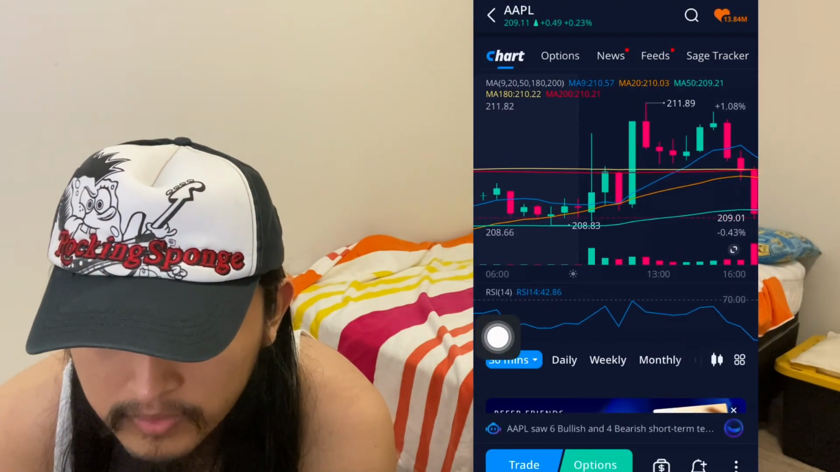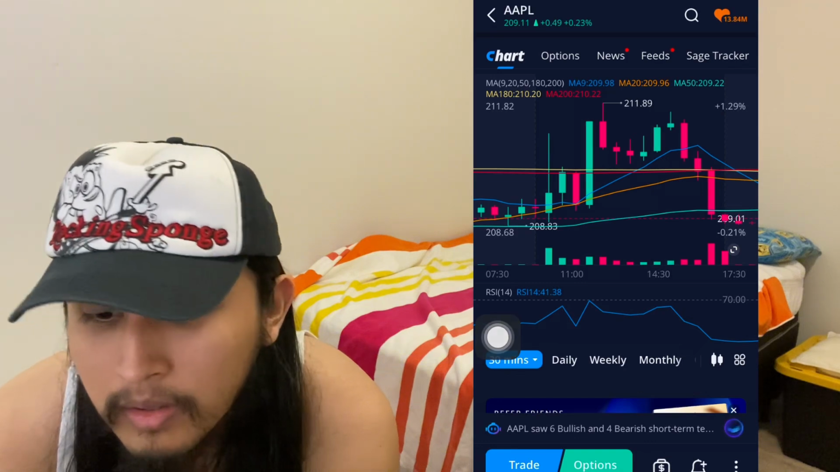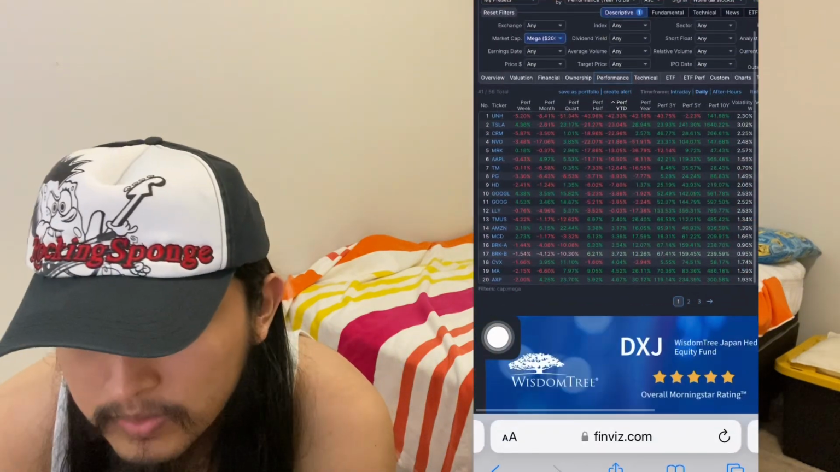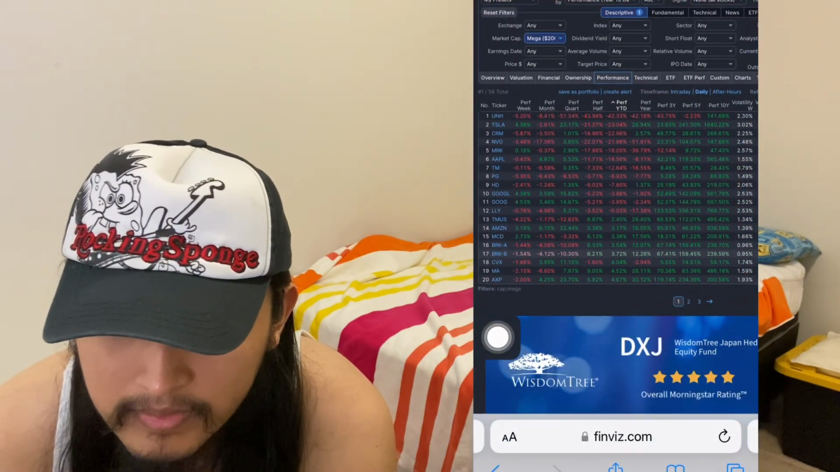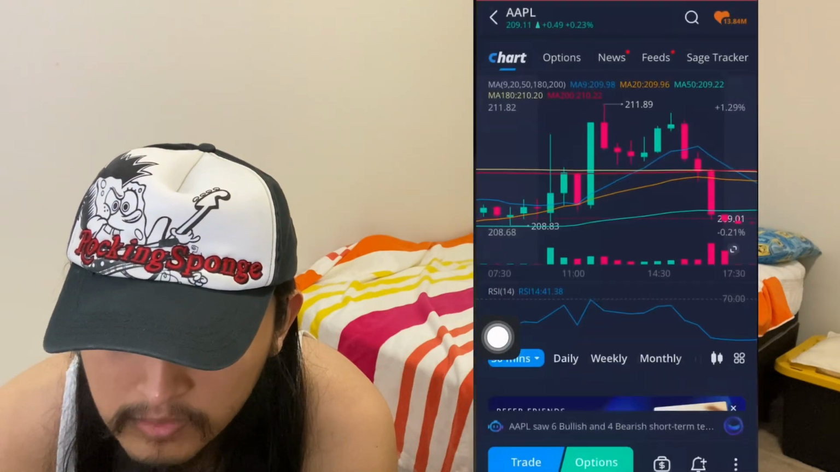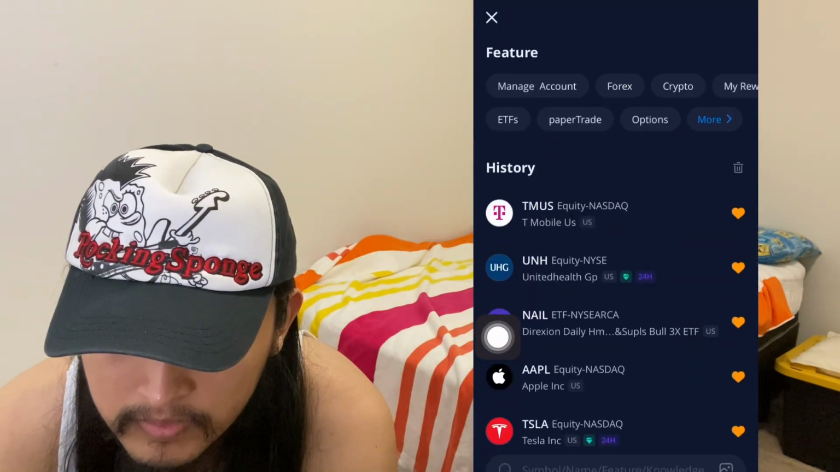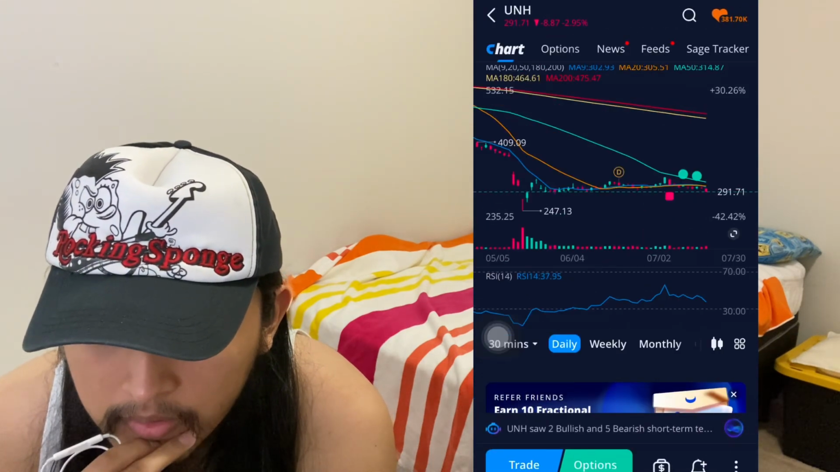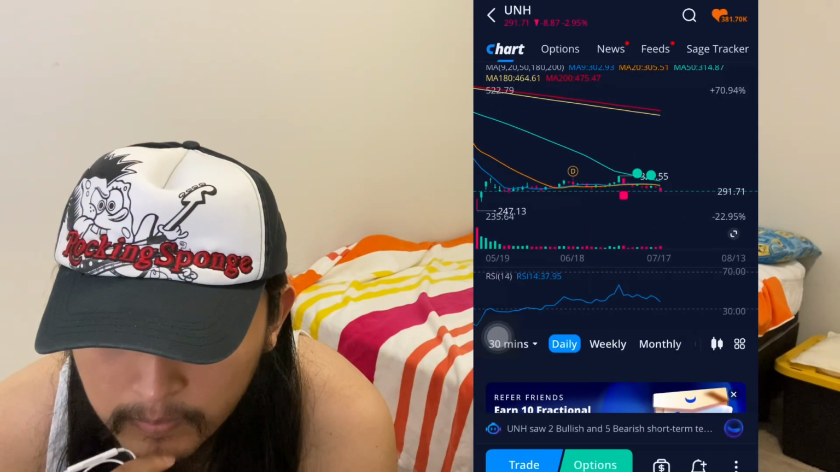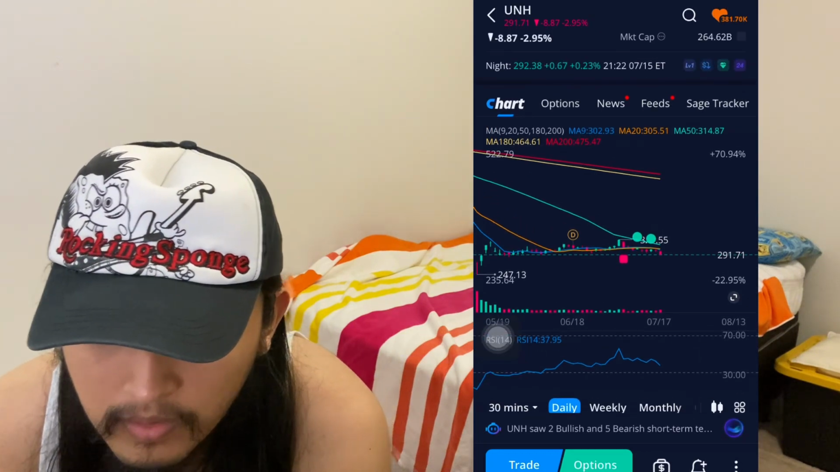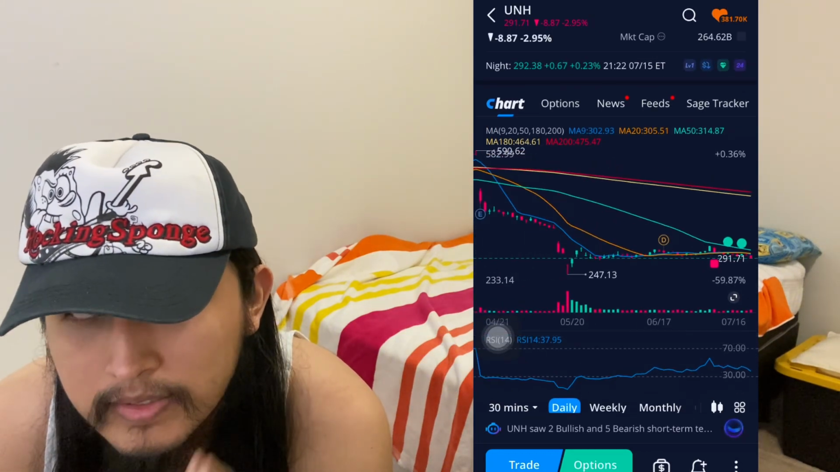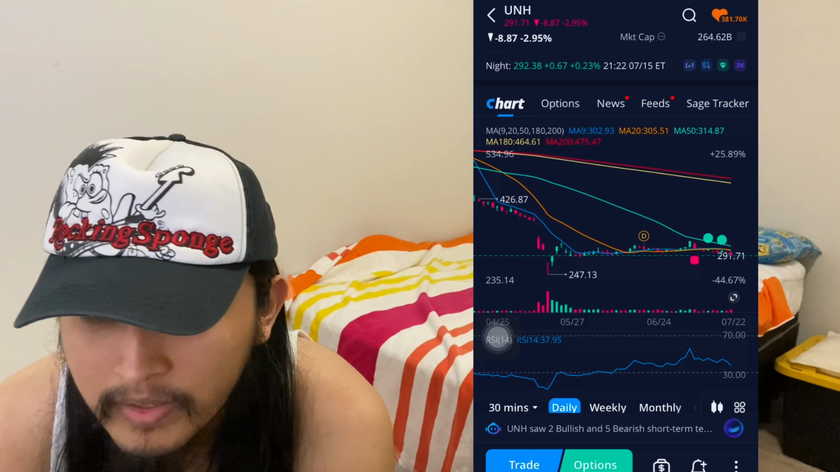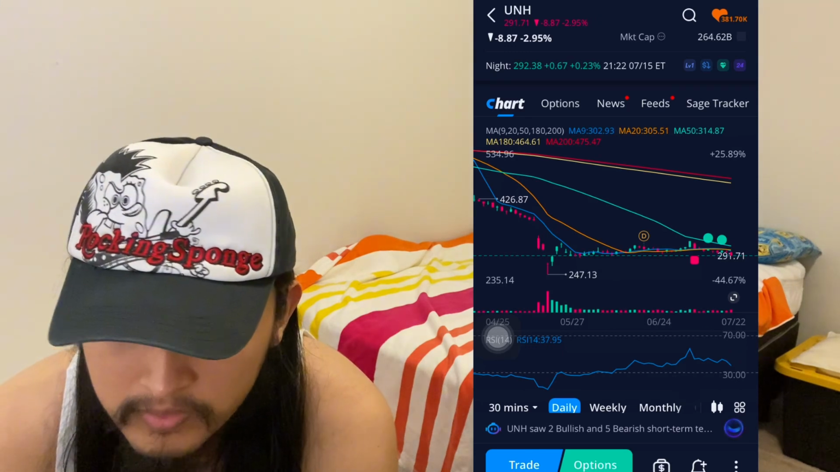And the second way you can use finviz.com is by buying leap options. So let's look at UNH for example. I would say UNH is a pretty good example. So here with UNH, basically what you want to do, this is the second strategy that you could implement, is by buying leap options on certain stocks.